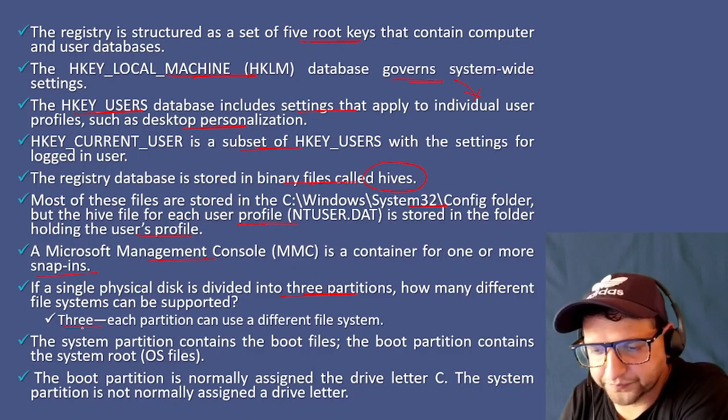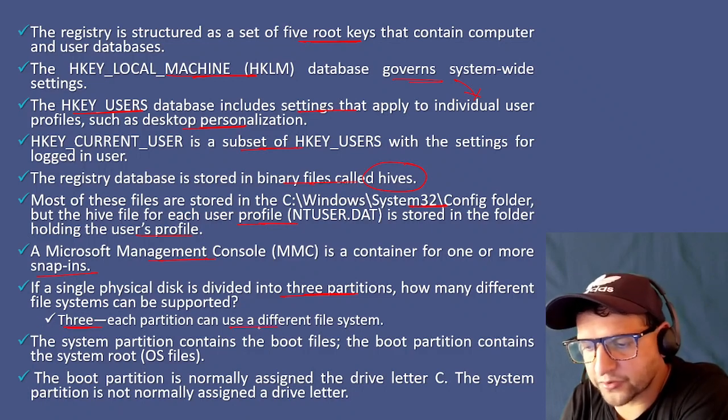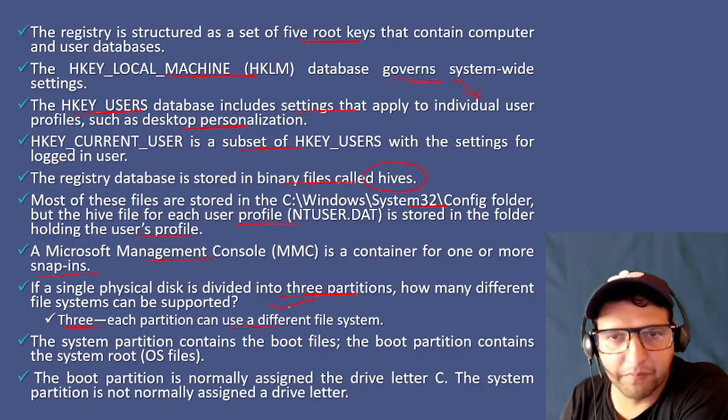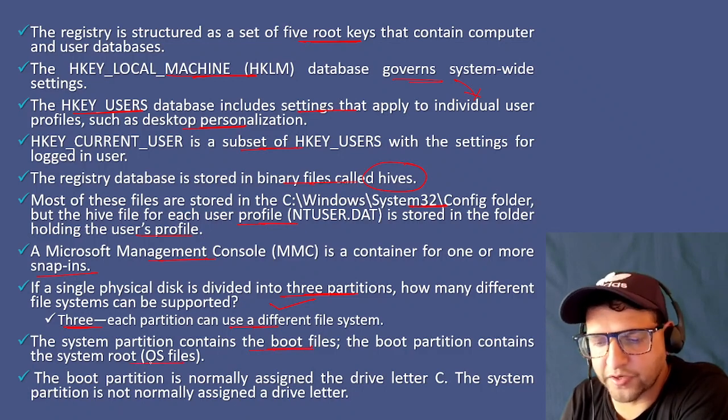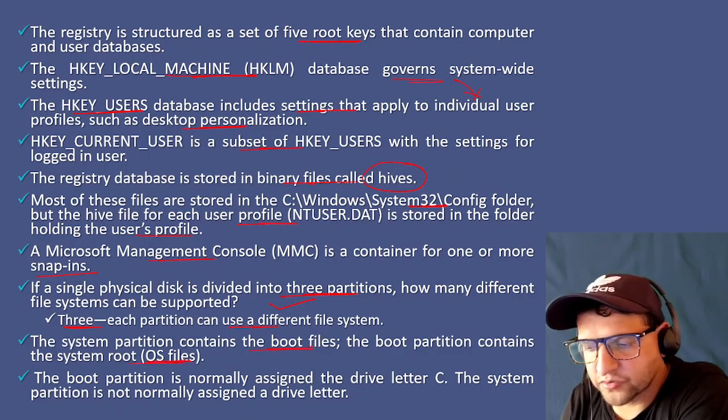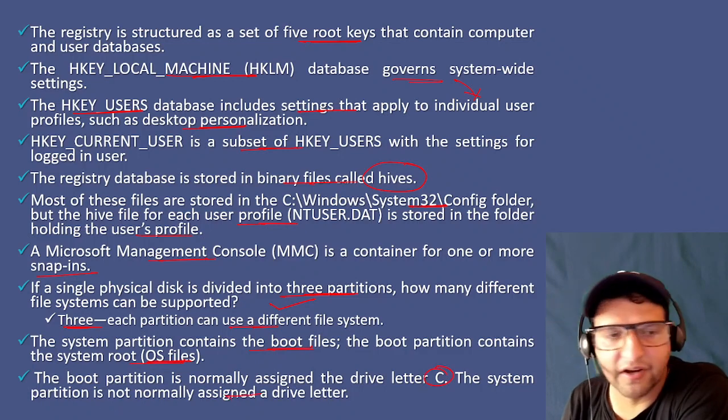If a single physical disk is divided into 3 partitions, how many different file systems can be supported? So 3, because each partition can use a different file system. Please remember this concept. The system partition contains the boot files, but the boot partition contains the system root OS files. Boot partition is normally assigned the drive letter C, but the system partition is normally not assigned a drive letter.